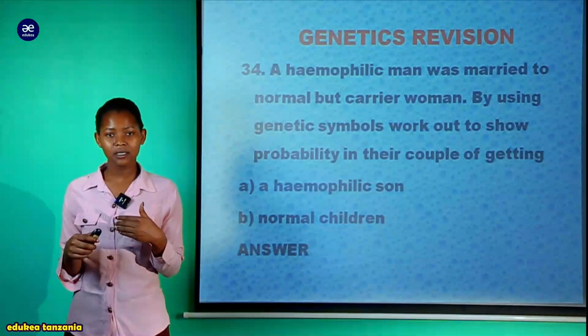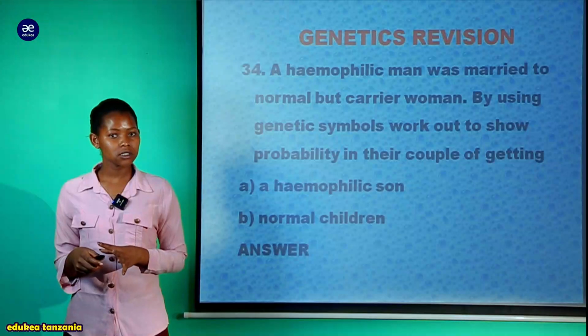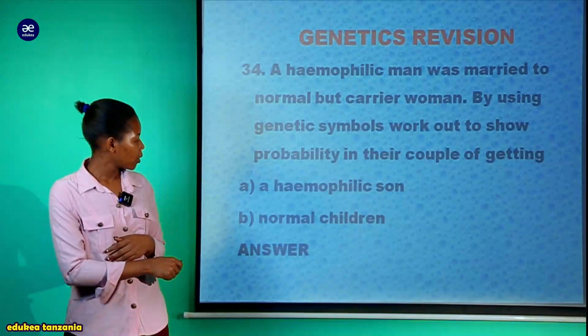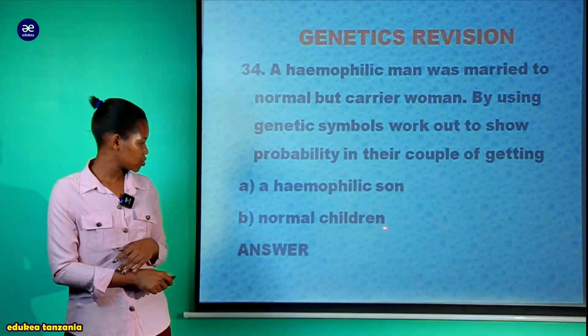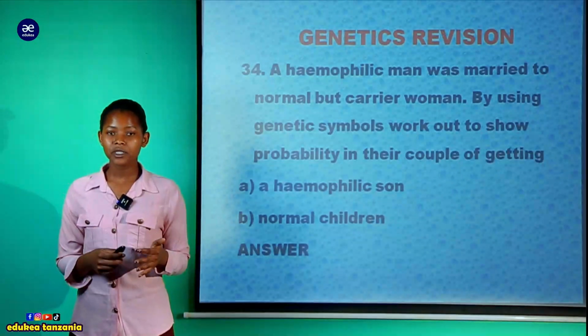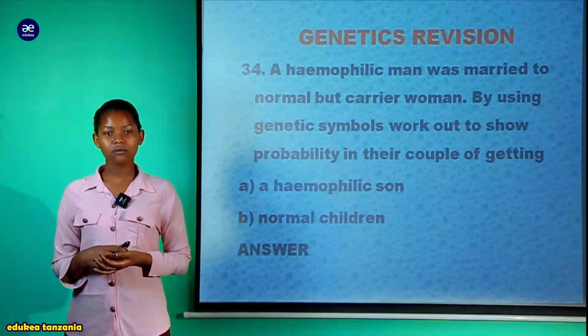alimuoa mwanamke ambaye ni normal but carrier of hemophilia. So by using genetic cross lazima tuonyeshe hapa probability ya kupata son ambaye ni hemophilia na pia kupata normal children. Probability ya kupata normal children itakuwa ni ngapi na pia ya kupata mtoto ambaye ni hemophilic itakuwa ni ngapi?